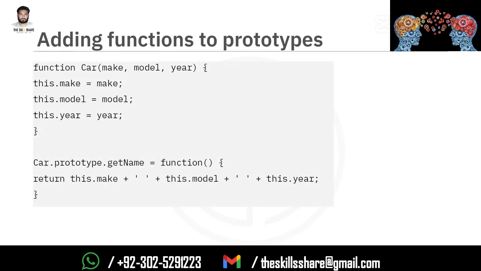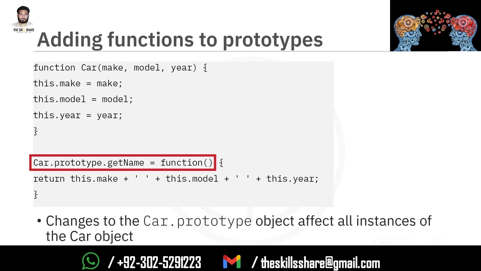Here is another example that uses a prototype to change car instances. This time, you add a method function called getName to the car prototype. Now, when a car object is instantiated, it also includes the getName function that returns the make, model, and year. All existing instances of the car object also inherit the getName method.